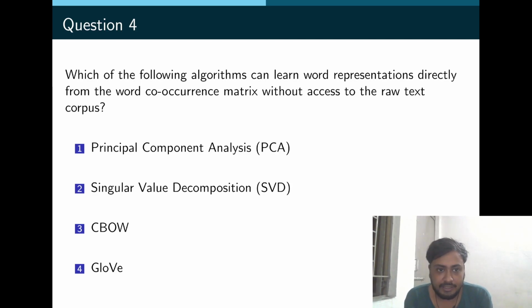Now let's look at this question. Which of the following algorithms can learn word representations directly from the word co-occurrence matrix without access to the raw text corpus? So you have PCA, SVD, CBOW and GloVe. So yeah, can anybody tell? Apart from CBOW, it will be all three. All right. Anybody else would like to try?